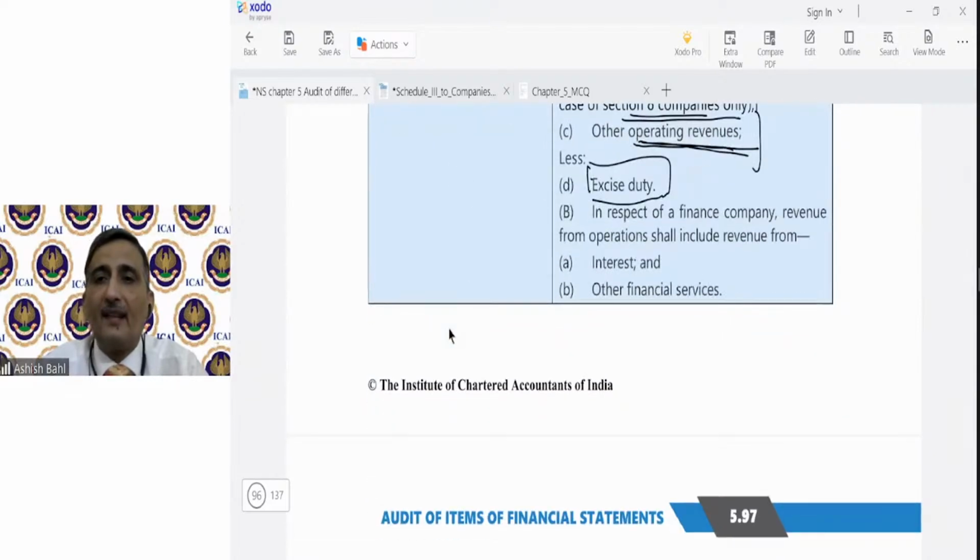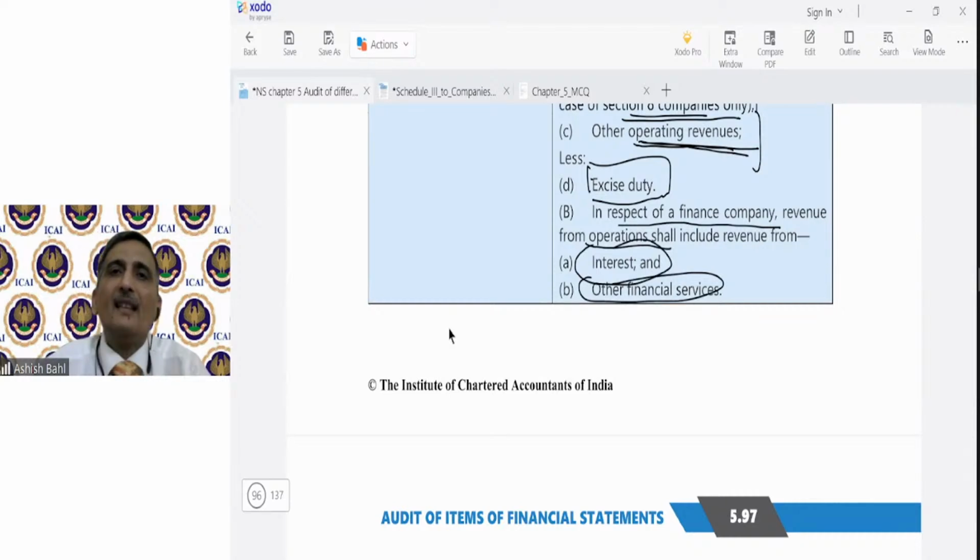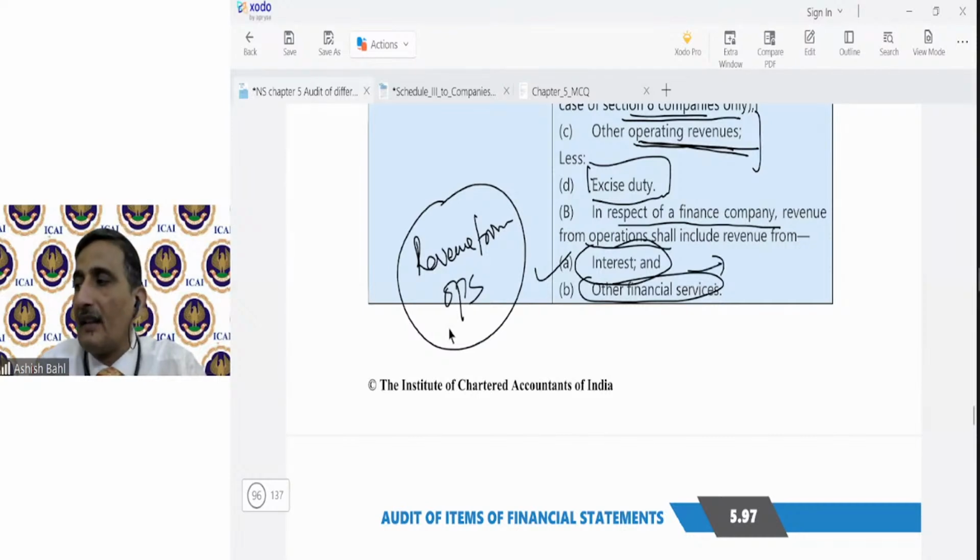In case the company is a finance company, then revenue from operations shall include revenue from interest and other financial services. Because in case of a finance company, the main income flowing to the company would be in the form of interest, because the company is in the business of granting loans. So in that case, it would become revenue from operations. The main operating income would be interest in such a case.